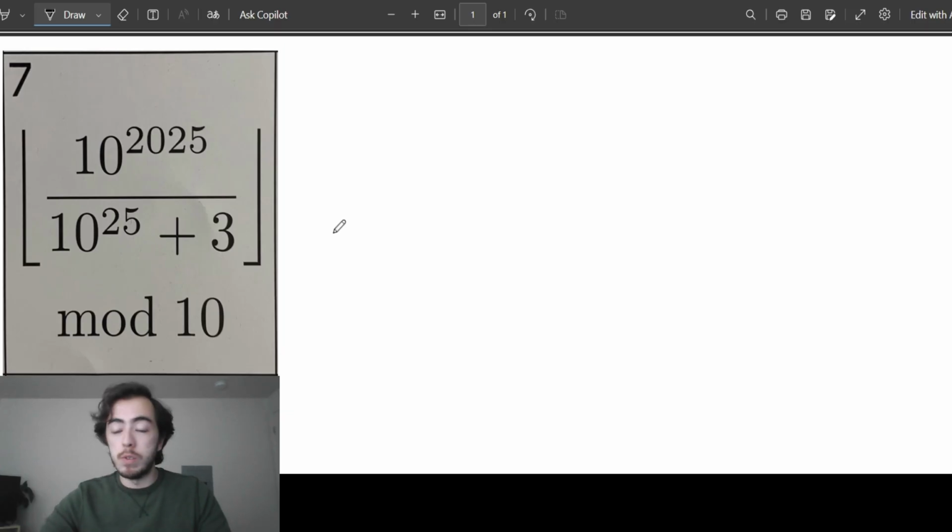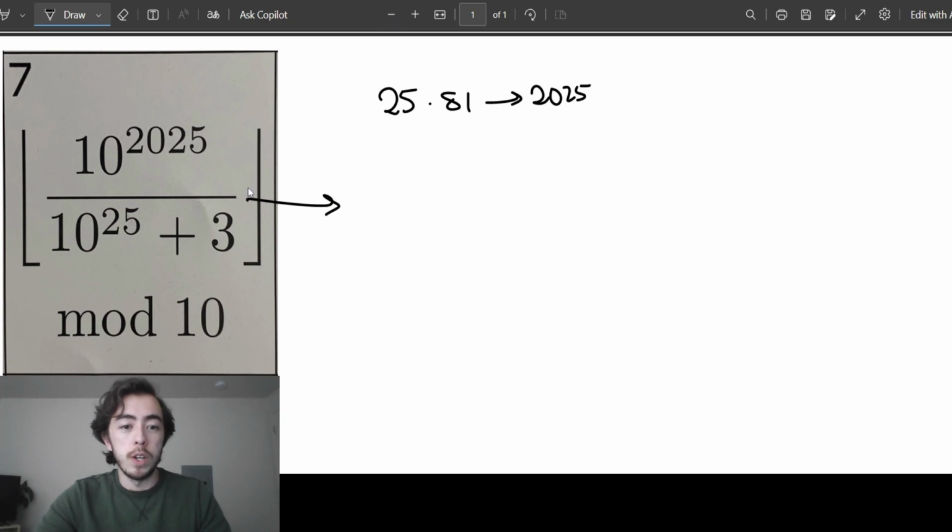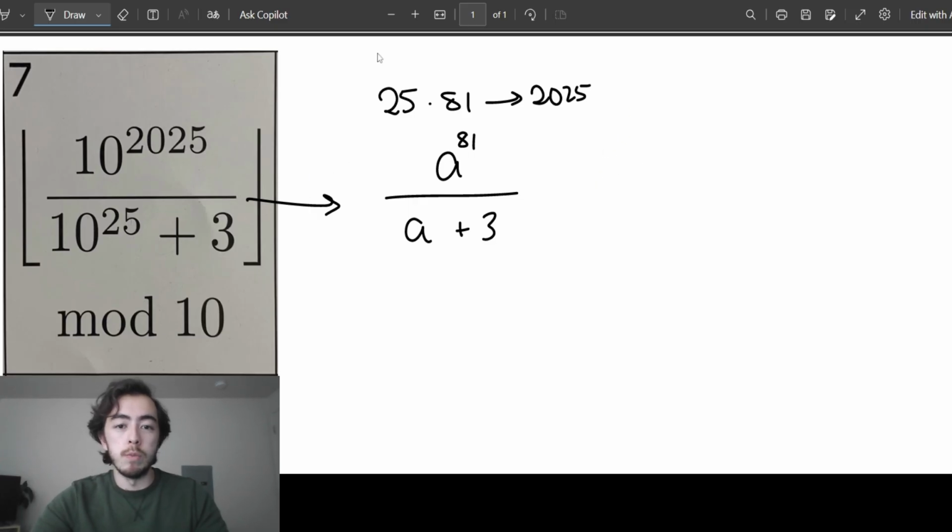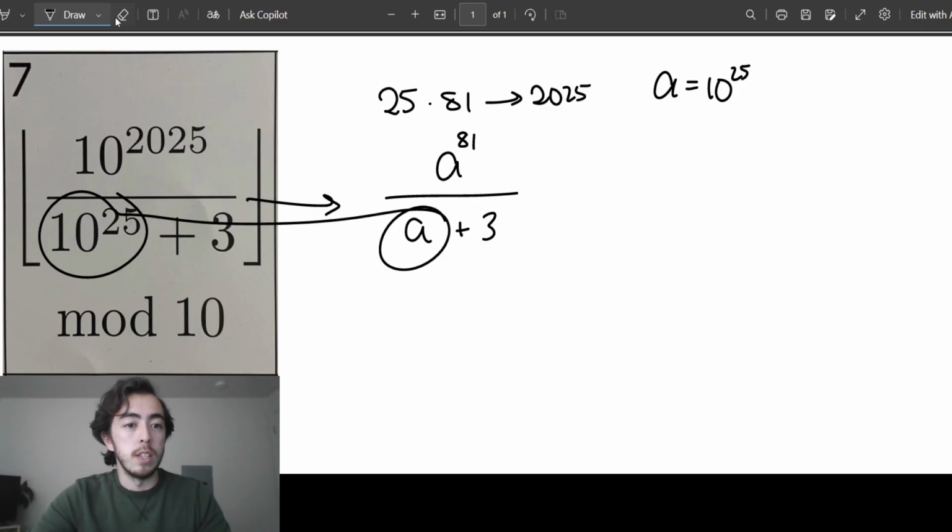So my new goal is to rewrite this expression in some way where I reduce the absurd value of these numbers. One thing I do notice is that 2025 is a multiple of 25. I think if we do 25 times 81, that gets us to 2025. And so I could rewrite this expression, ignoring those floor bars and the mod 10 for a sec, as let's just do a plus 3 on the bottom, and then a to the power of 81 on top. Basically, if we just resubstituted a is equal to 10 to the power of 25, that would bring us back to the original problem there.